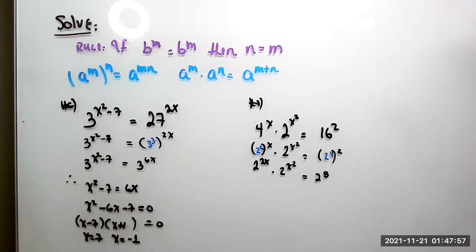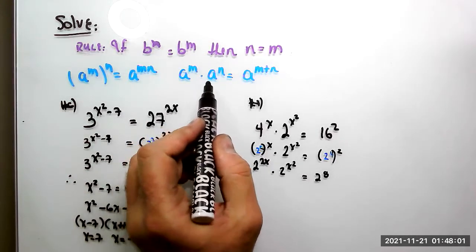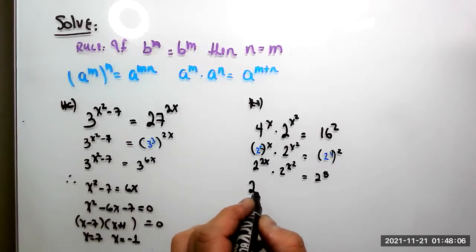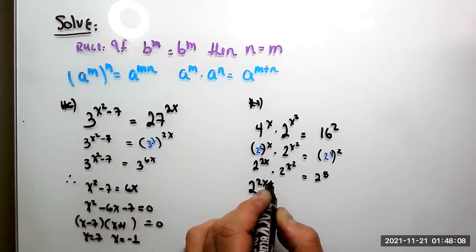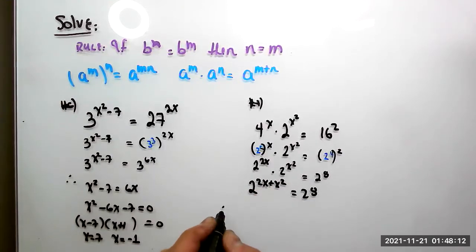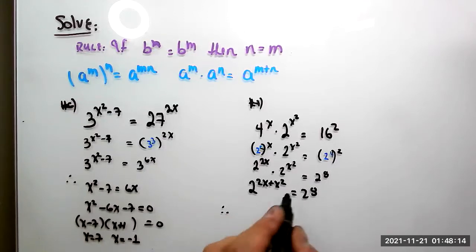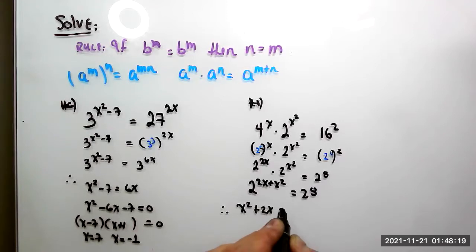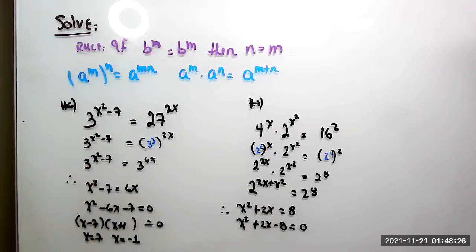Okay, so now that we have it like that, using the product rule, we can add the exponents. So what do I have? 2 to the 2x plus x squared equals 2 to the 8. Therefore, same base, the exponents must be the same. So x squared plus 2x equals 8, quadratic equal to 0. X squared plus 2x minus 8 equals 0.